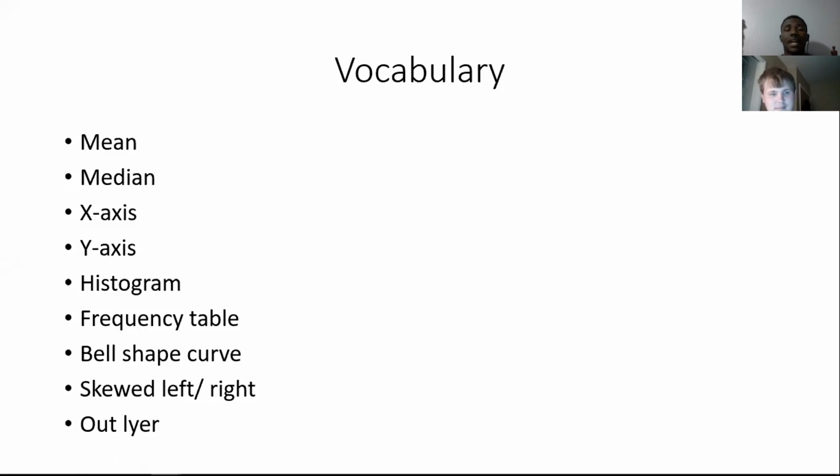So just different things that you'll need to know or that you will come to know during my lesson here are mean, median, x and y axis, histogram, frequency table, bell-shaped curve, skewed left and or right, and then outlier. Now, as we go along, you'll figure out what each of these mean. If you don't know what they mean, feel free to ask me or email me, and I will let you know exactly, or you can always Google it and find out that way. But hopefully I will do a good enough job of presenting this to you, and you will figure out what each of these mean.